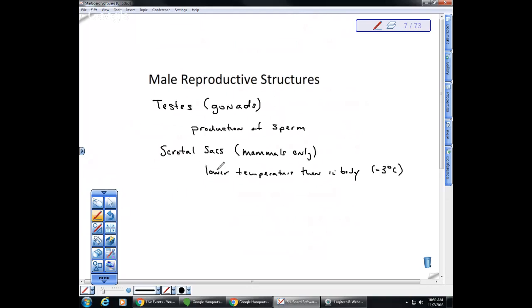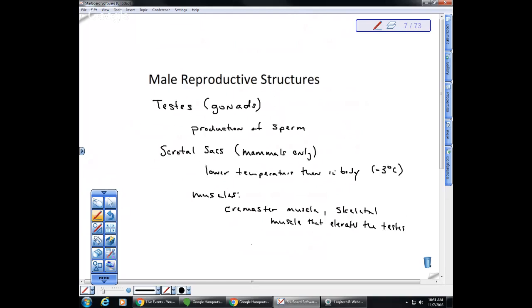Now the scrotal sacs can actually be raised and lowered by muscles. So we have what is called the cremaster muscle. This is a skeletal muscle that can elevate the testes. So if the testes get too cold for sperm production to occur, then the cremaster muscle contracts and it pulls the testes up closer to the body. It can also relax. So if the testes are too hot, it moves them away from the body. So the cremaster muscle is important in temperature regulation.